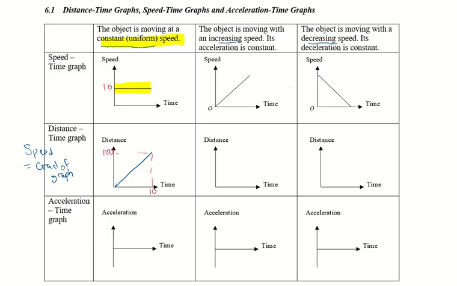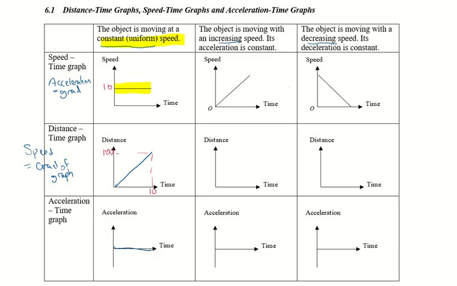Now if I want to know the acceleration, I know that from the speed time graph my gradient is 0. My acceleration actually represents the gradient of the graph. Since it's 0, my speed is fixed. I'm not increasing the speed, I'm not decreasing the speed, which means I'm not having any acceleration, so it's 0. It looks something like this.